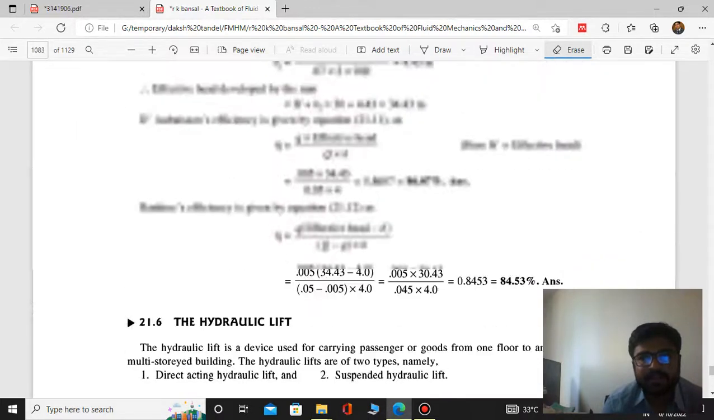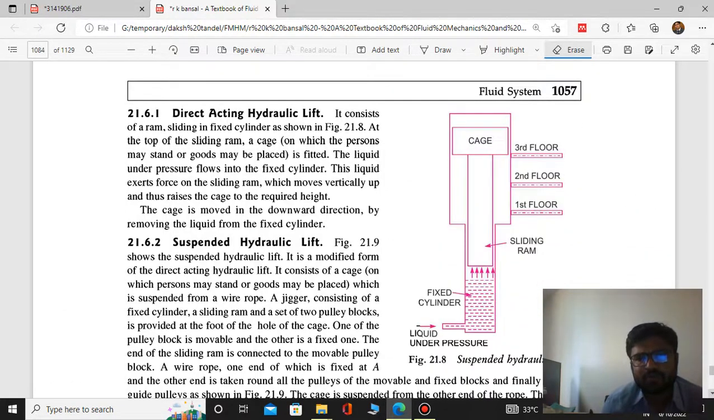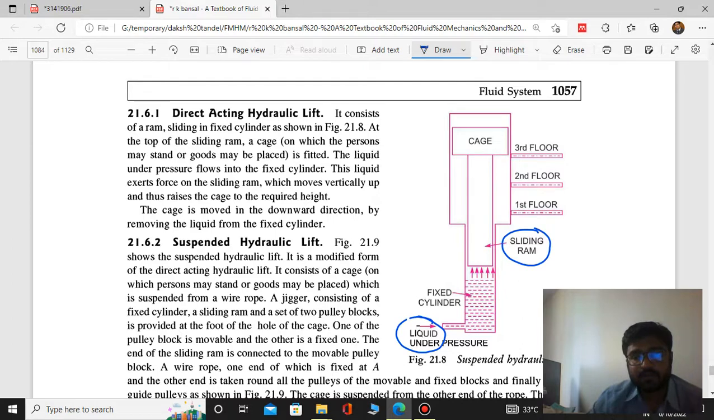Now hydraulic lift. In a hydraulic lift you can see that suppose we want to move this ram from the first floor to the third floor. What you will have to do? You will have to supply oil here. So as and when the oil level increases here, this ram tries to go upper side. So this is how we can move our sliding ram, and ultimately move the cage from the first floor to the third floor. So this is known as a hydraulic lift.